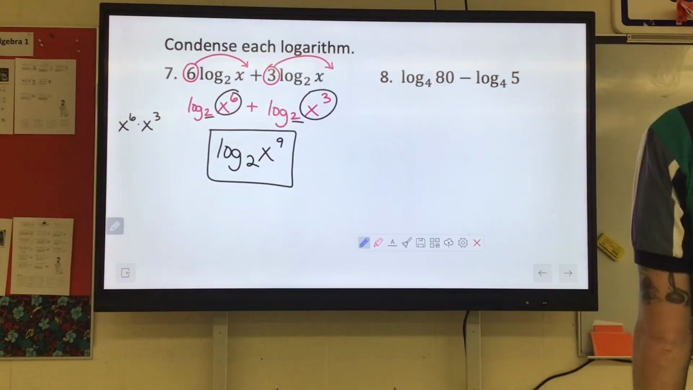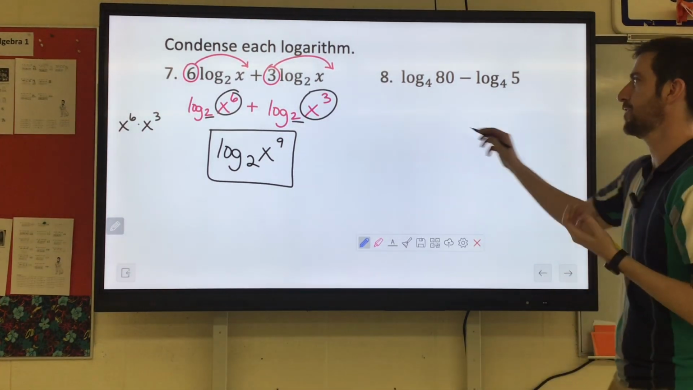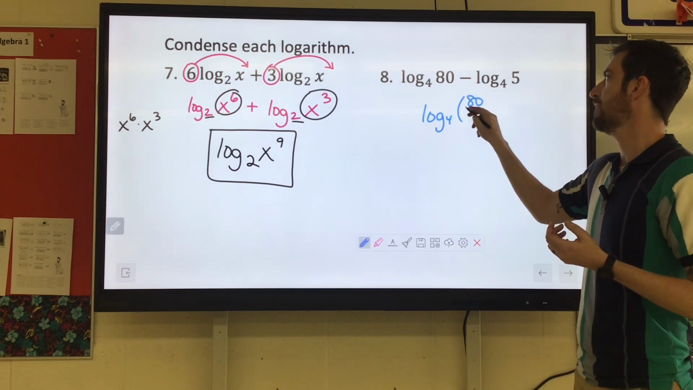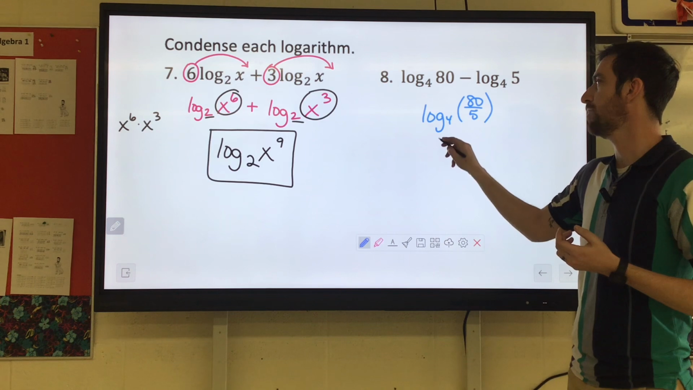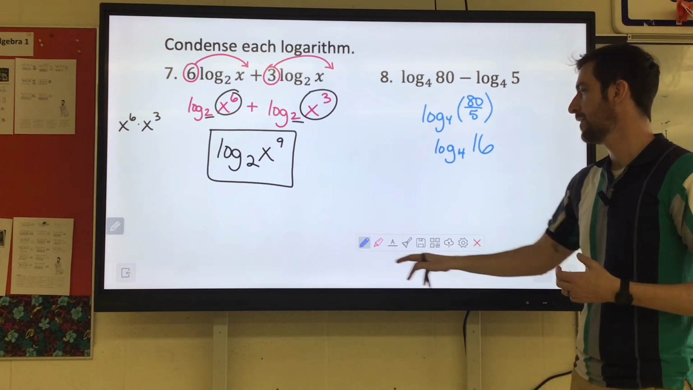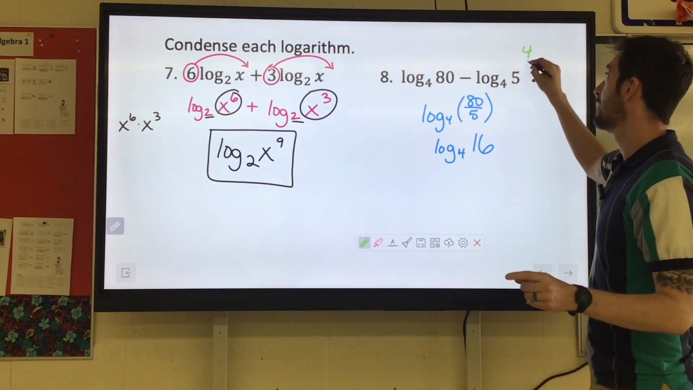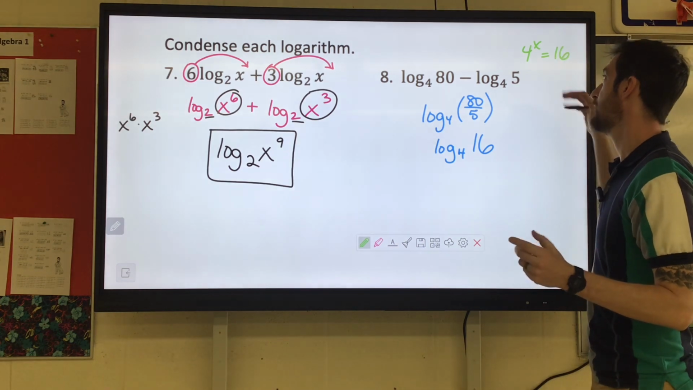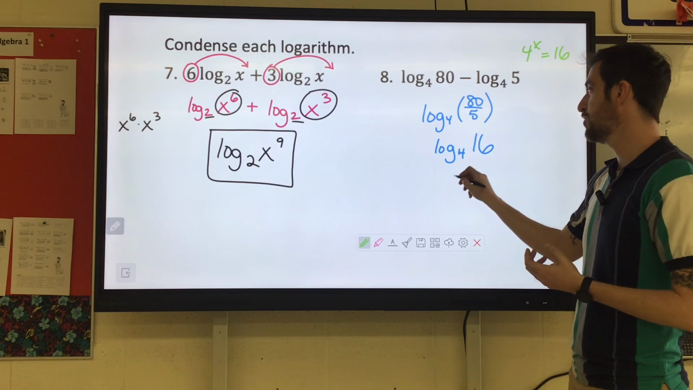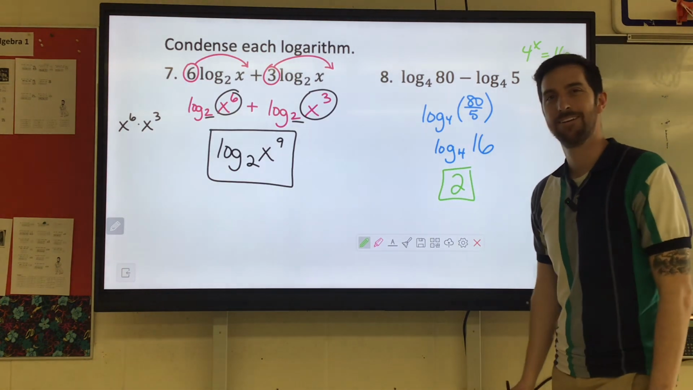It's a doozy. So we're condensing this one, there's subtraction in the middle, so when we bring it together as a single logarithm, we're going to do 80 divided by 5. Now 80 divided by 5 is 16, and that would ordinarily be done. However, if you're thinking in your head of an equation 4 to the something power equals 16, that's 4 to the 2nd power. So this would just come out to 2. That would be your final answer. How cute was that?